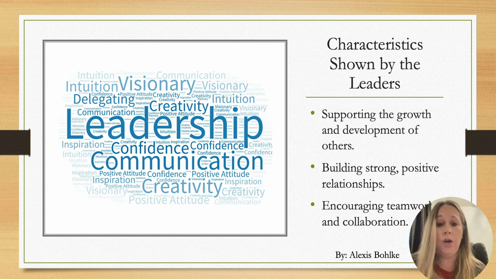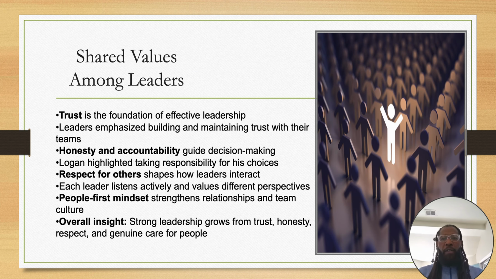All of these leaders also show a strong effort to understand the people they lead. They take time to listen, consider different perspectives, and make decisions that benefit their team. These actions show that servant leadership is not just about what leaders say, but how they constantly communicate, support, and care for people in their everyday actions. Across all of the leaders that we interviewed, there are several clear values that they all share.